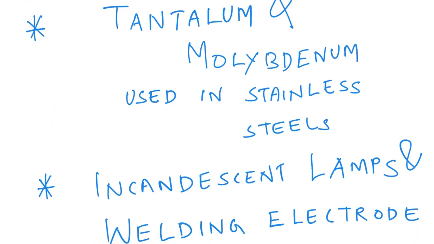Now talking about a few applications of refractory metals, tantalum and molybdenum are used as alloying elements in stainless steel to improve the corrosion resistance. No need to explain, because they have this very high melting point. So they are added as alloying elements in stainless steel. Then we all know in incandescent lamps we use tungsten filaments, and in tungsten inert gas welding we use tungsten as a welding electrode as well. These are a few applications where refractory metals are used.